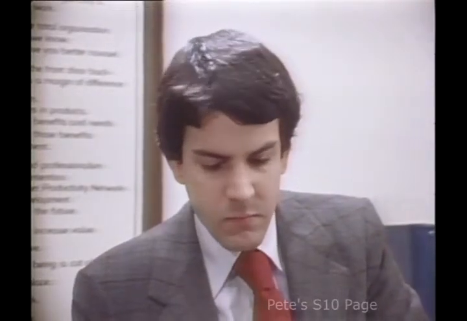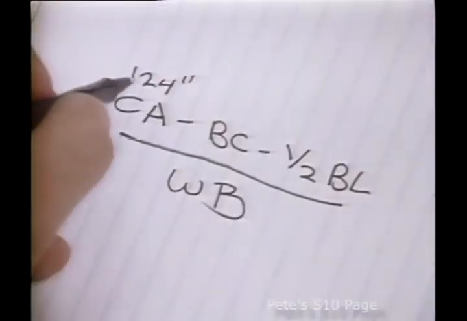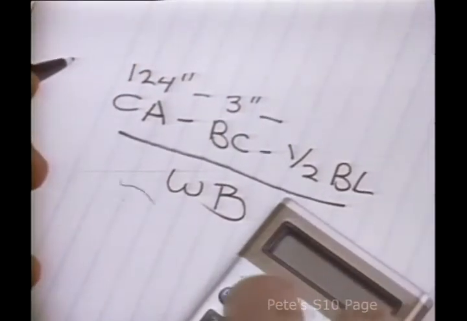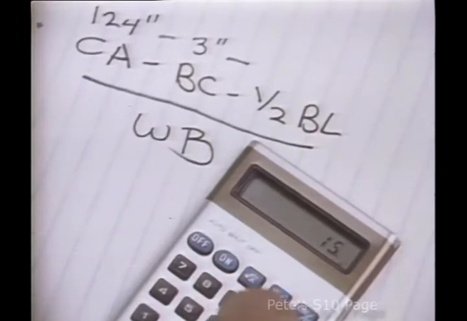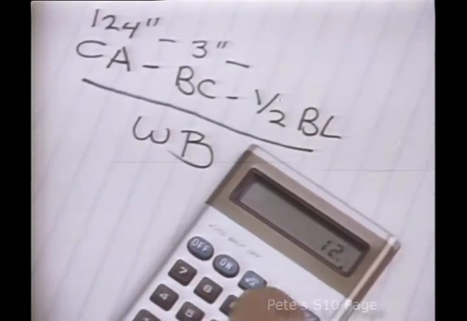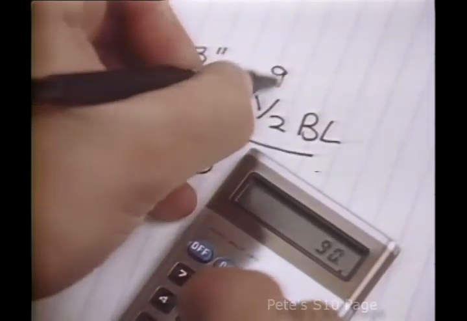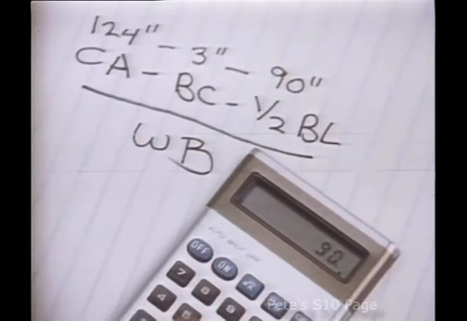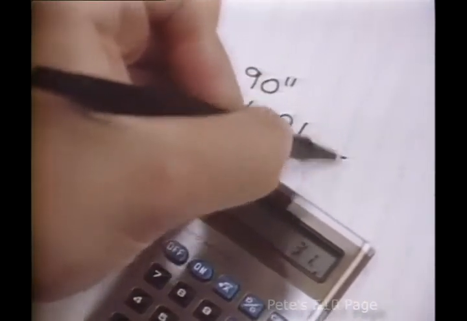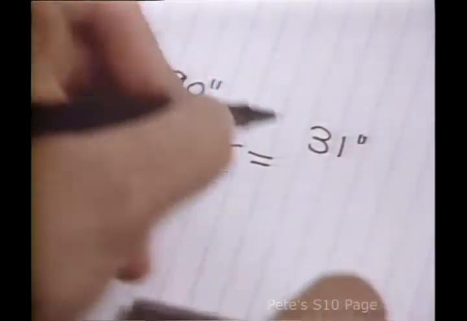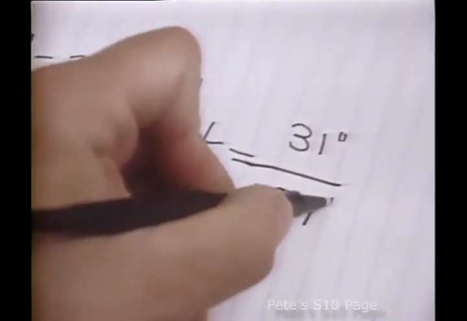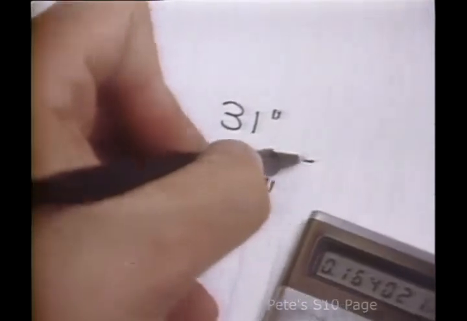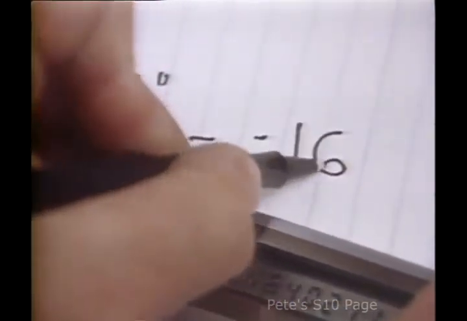Next, the information that Bob gave me came into play. So, from 124, I subtracted the standard 3-inch body clearance dimension and 1/2 of the body length, 15 times 12 divided by 2, 90 inches. 124 minus 3 minus 90 gives 31 inches. Dividing by the wheelbase, which was 189 inches, equals... I had the answer, which rounded off to 16/100 or 16%.